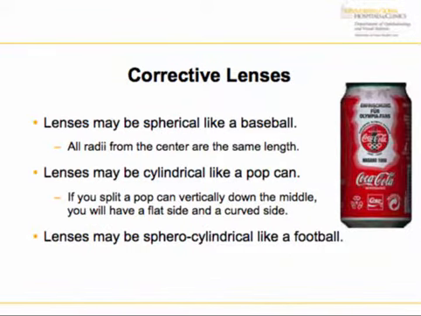Corrective lenses, either spectacle lenses or contact lenses, can be spherical like a baseball, where all radii from the center are the same length. Alternately, lenses may be cylindrical like a pop can. If you split a pop can vertically down the middle, you will have a flat side and a curved side. The flat side has no power. Finally, lenses may be spherocylindrical like a football. With a spherocylindrical lens, there is curvature and therefore power in all meridians.